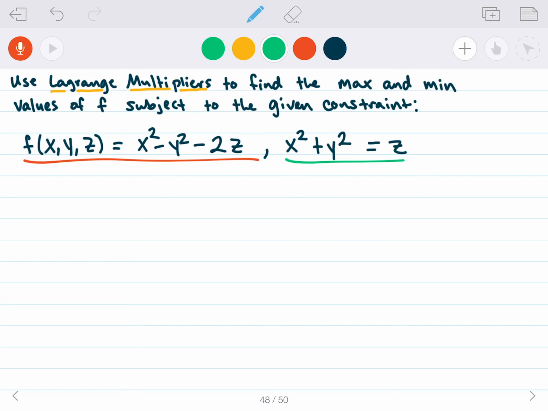Okay, so how are we going to deal with this? Let's first figure out what our gradient of f is, just like we usually would. So for the gradient of f, we're going to take the derivative with respect to x, y, and z. The derivative with respect to x, we have 2x i. Derivative with respect to y is minus 2y j. And then with respect to z, it's just going to be negative 2 k.